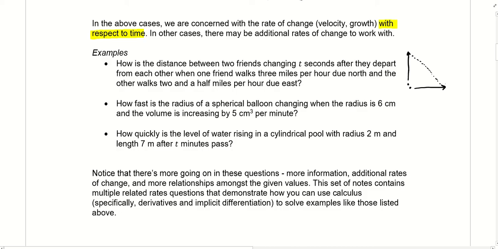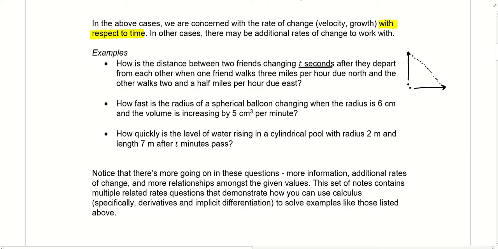So maybe after a certain number of seconds or a certain number of minutes after they've moved away from each other. Something like this. How fast is the radius of a spherical balloon changing at the point where the radius is 6 centimeters and the volume is increasing at a certain rate? Or how quickly is the level of water rising in a cylindrical pool with a radius of 2 meters and a length of 7 meters after a certain amount of time passes?